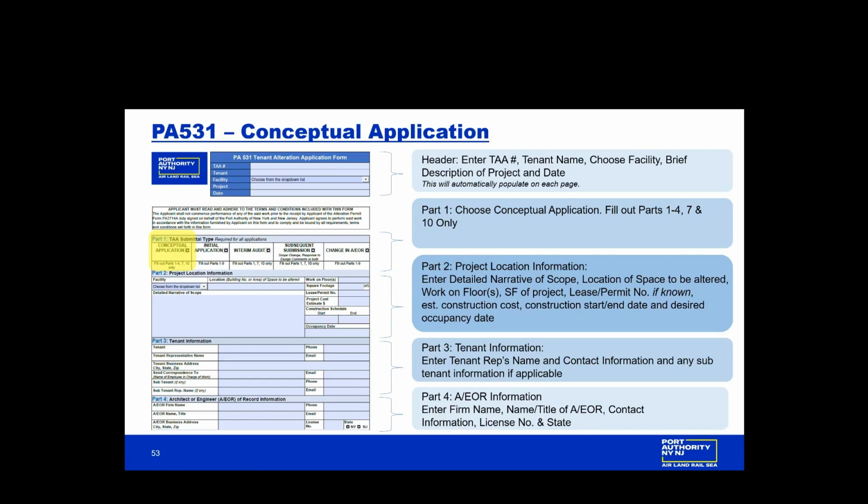Part 3, you'll enter your tenant information and tenant's rep's name and contact information, as well as any subtenant information if applicable. Part 4 is the architect or engineer of record information, where you'll enter the firm name, title, contact information, license number, and state. Next slide.